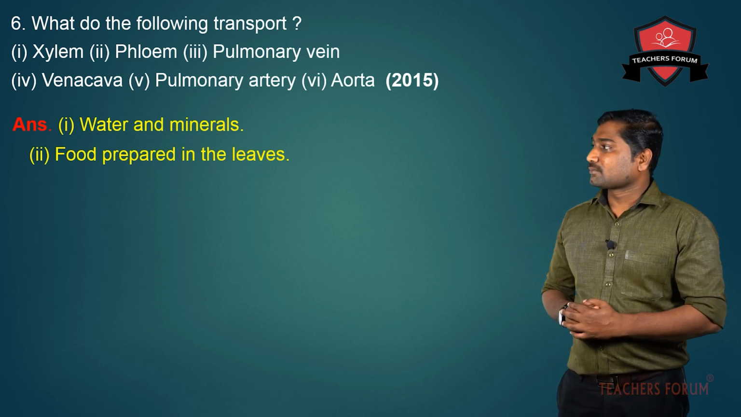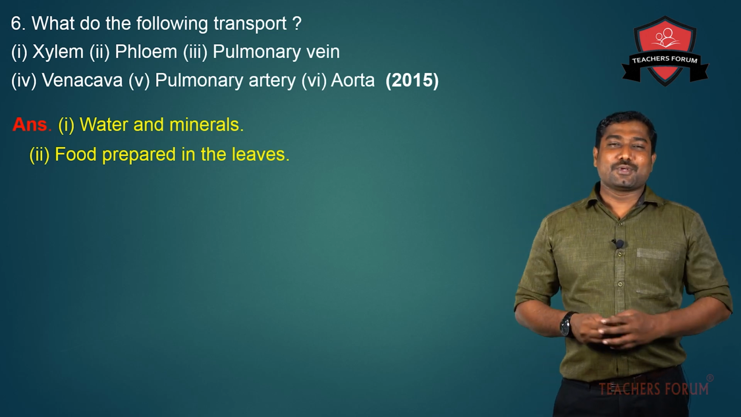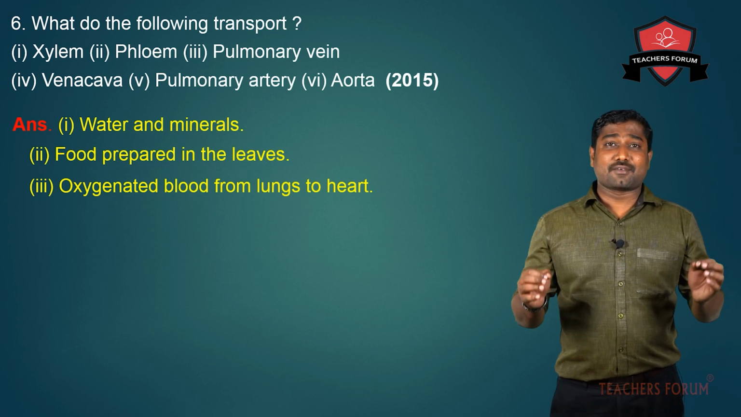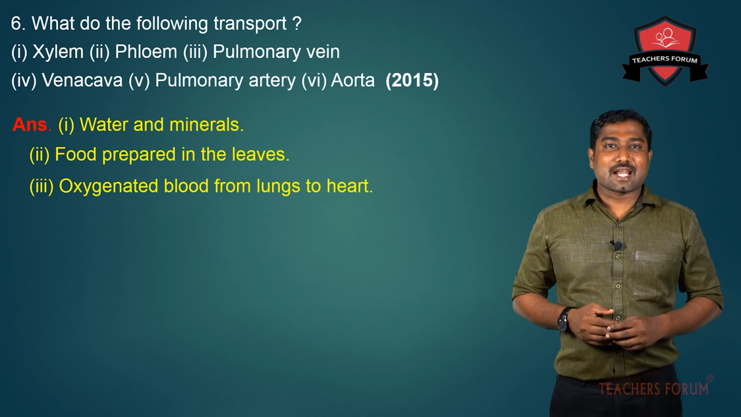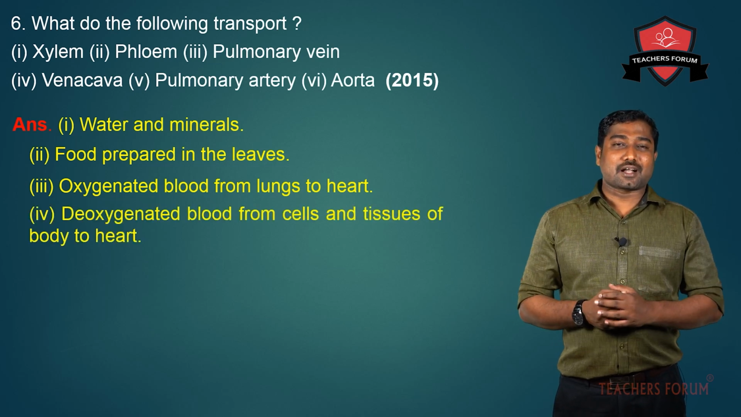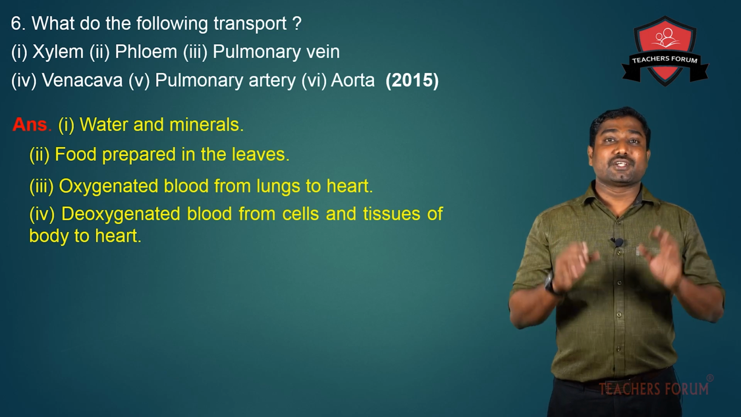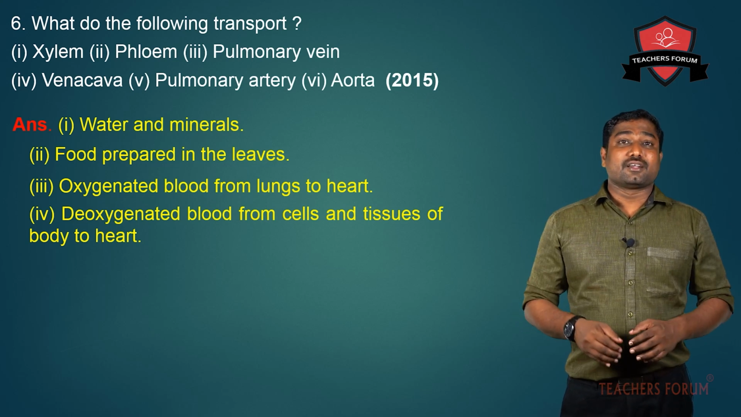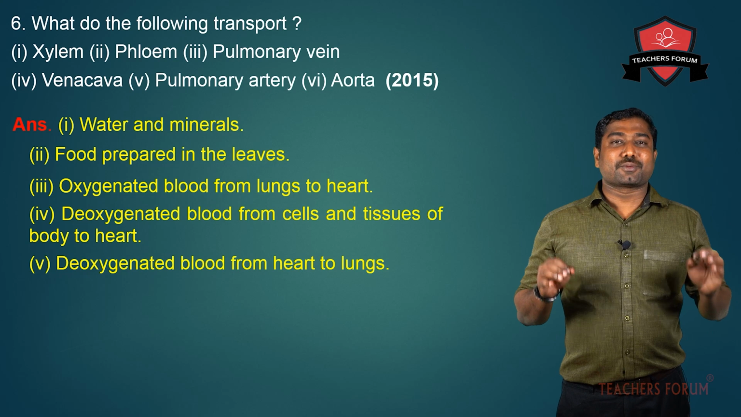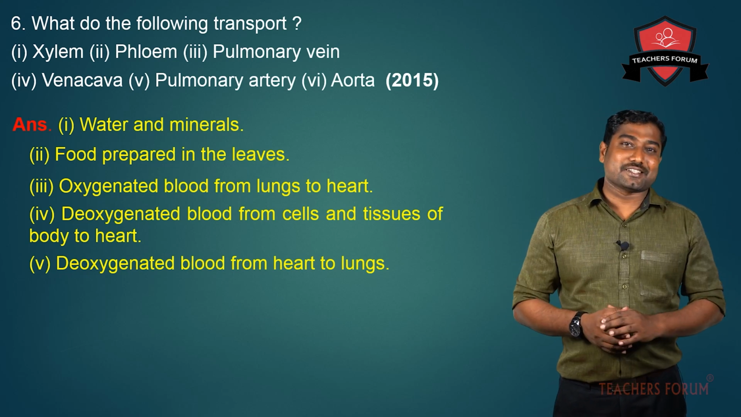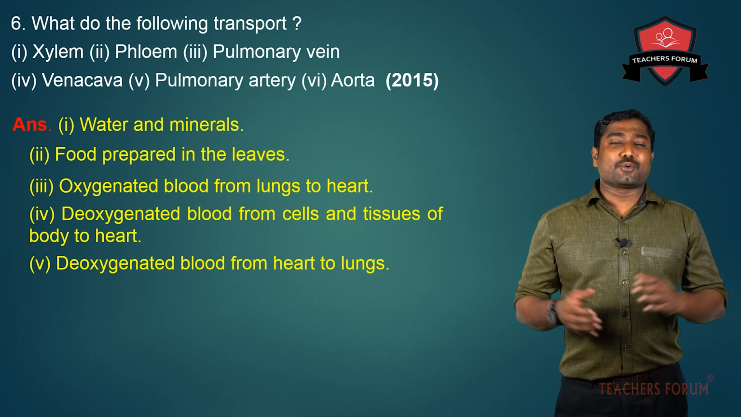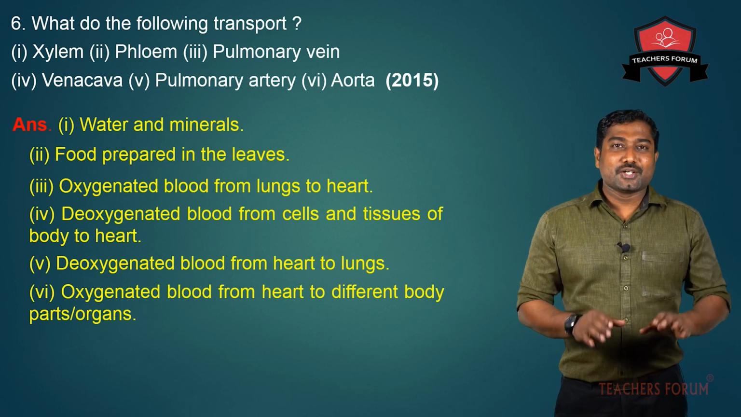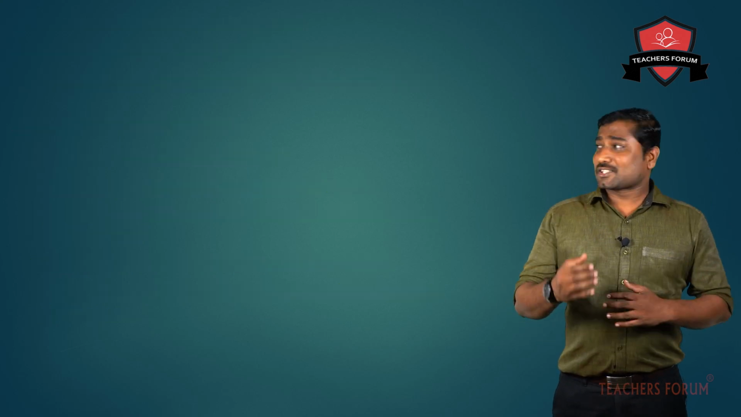Next, we have the pulmonary vein, which carries the pure blood from the lungs to the left atrium. Next is the venacava, the largest vein, which collects the impure blood, mixed with carbon dioxide, from your tissues to the heart. Next is the pulmonary artery, which carries the impure blood from your right ventricle to the lungs for purification, for filling the oxygen. Next is the aorta, the largest artery, which carries pure blood from your left ventricle to different parts of your body.